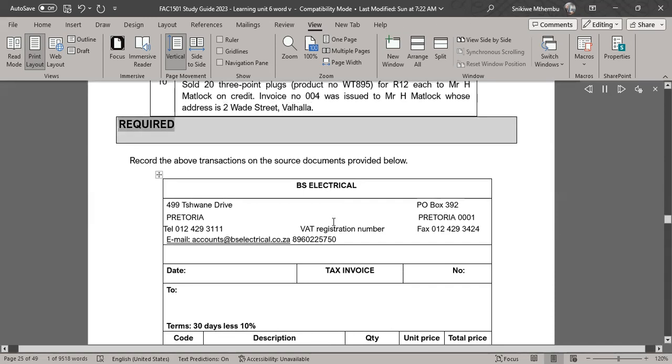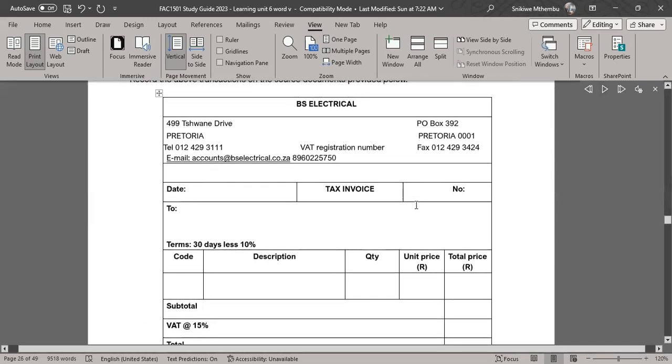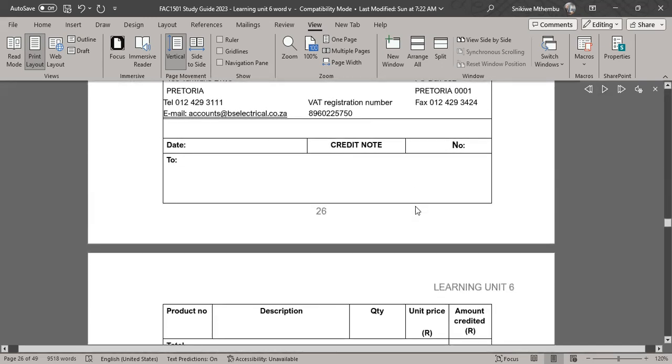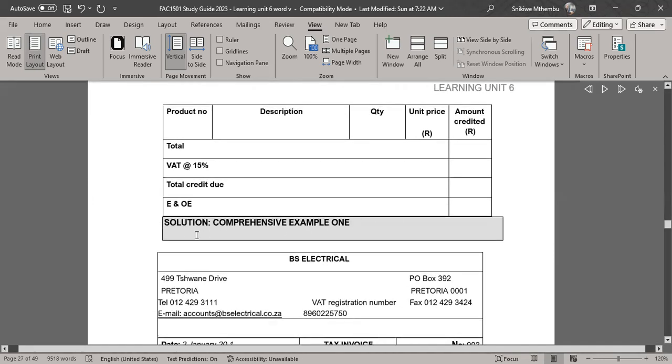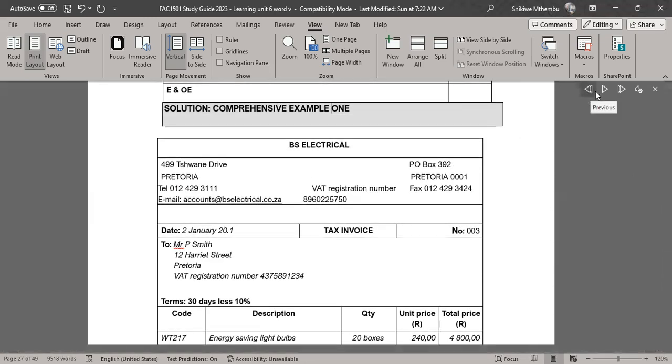2.3 Required. Record the above transactions on the source documents provided below. Solution. Comprehensive Example 1. BS Electrical. 499, Chwane Drive.